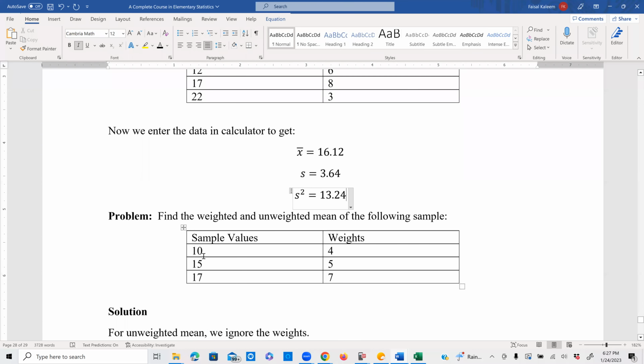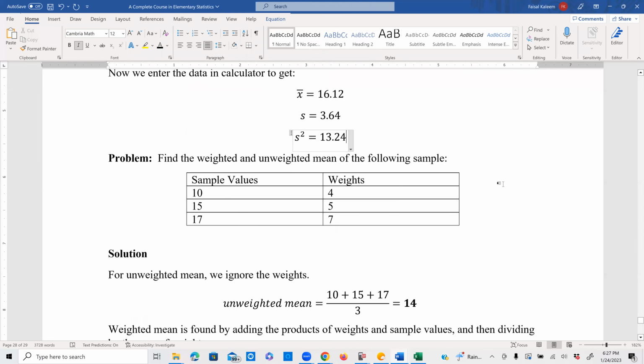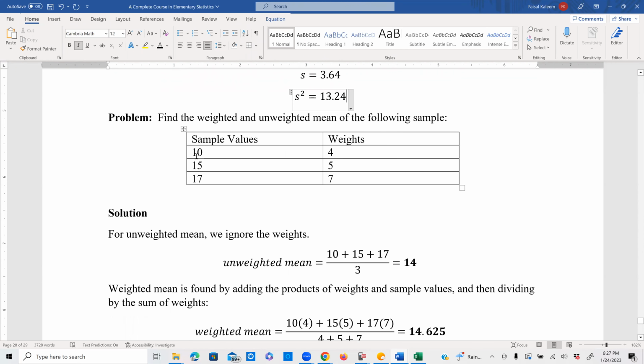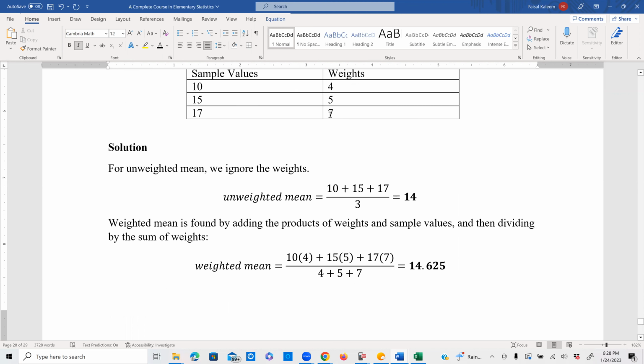Okay. Problem, find the weighted and unweighted mean of the following sample. So sample values are in the first column, weights are in the second column. So for the unweighted mean, we ignore the weights, and it's just the values that we take into account, 10, 15, and 17, and we find their mean in the usual way. We add them up and divide by how many there are. So 10 plus 15 plus 17 divided by 3 gives us 14.